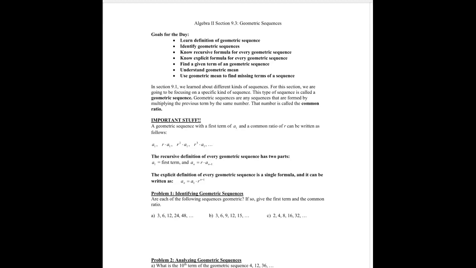So an important reminder: a geometric sequence with the first term of a sub 1 and a common ratio of r can be written as follows: a sub 1, r times a sub 1, r squared times a sub 1, and r cubed times a sub 1, etc. So again, there's two different definitions. The recursive definition of every single geometric sequence has two parts. a sub 1 is equal to the first term, and a sub n is equal to r times a sub n minus 1, versus the explicit definition of every geometric sequence, which can be written as a sub n is equal to a sub 1 times r to the n minus 1.